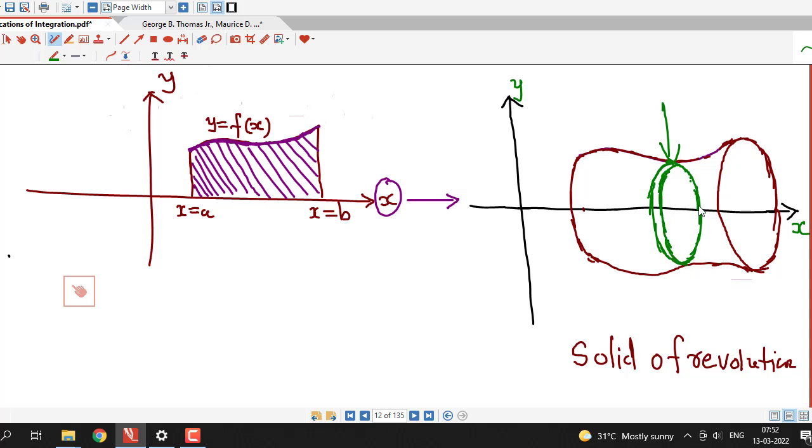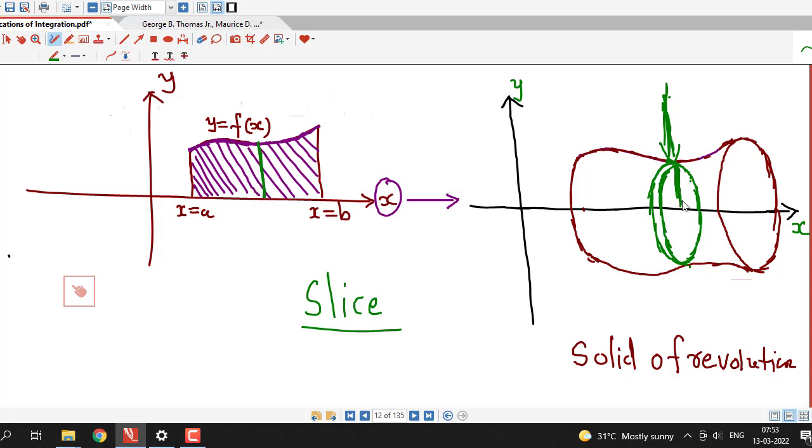I repeat, if we take the cross section of a solid perpendicular to its axis of rotation, or we slice, we are taking a cut perpendicular to the axis of rotation by a plane. So if we cut this along this line perpendicular to the x-axis, then we will obtain this type of circular disc. Now this circular disc will have a radius, which is the distance of this graph from the axis of rotation.